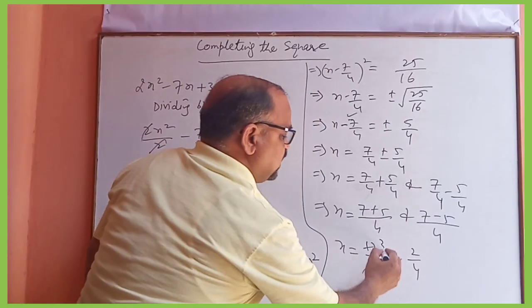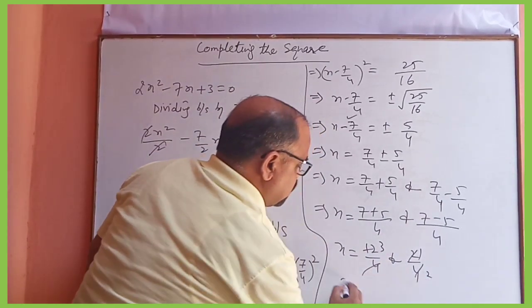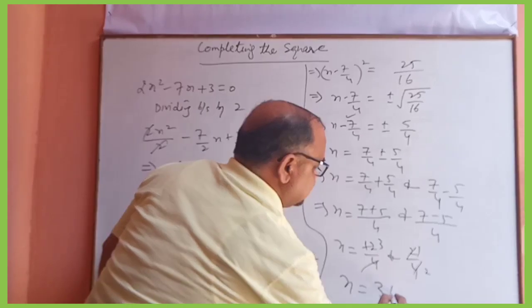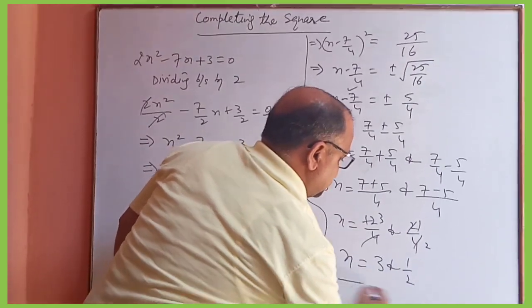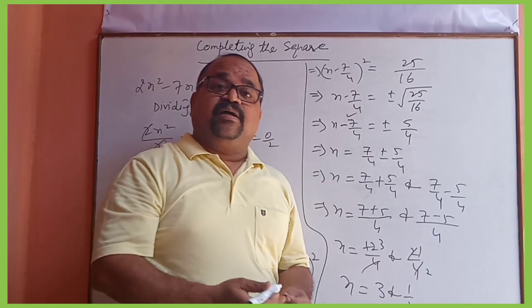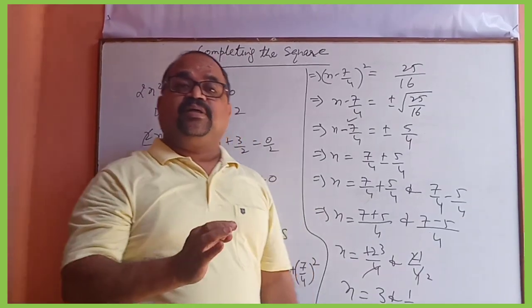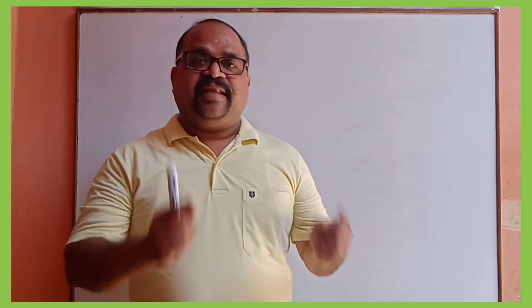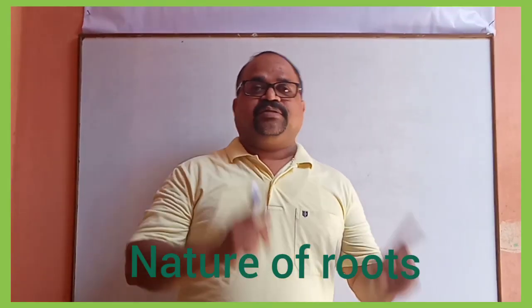You got this? 3, you got this? 1, 2. So x is equal to 3 and 1 by 2. This is the method to find the roots of a quadratic equation by completing the squares. Now we start the next topic, that is nature of roots.